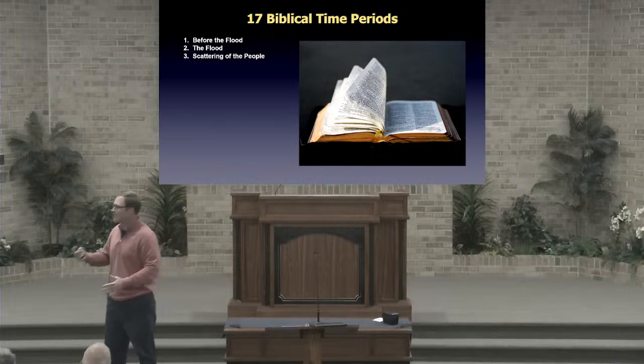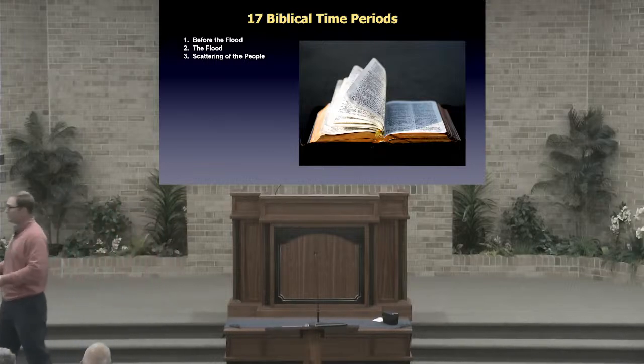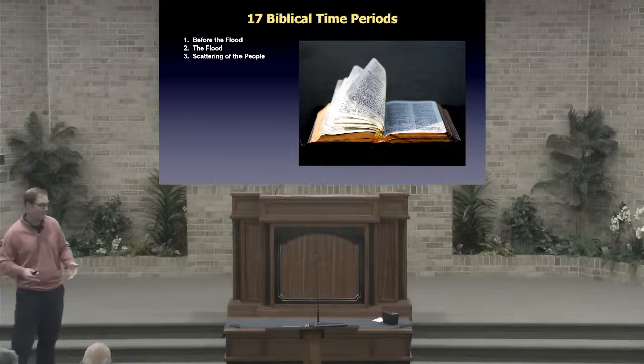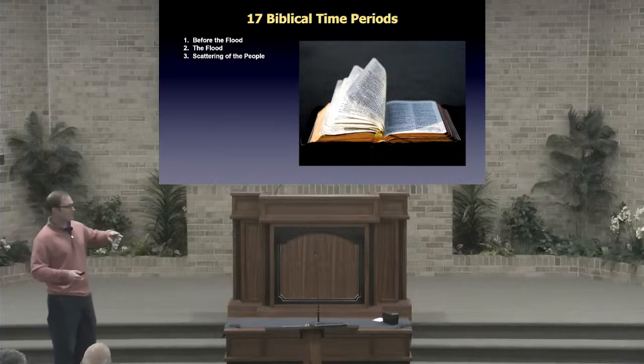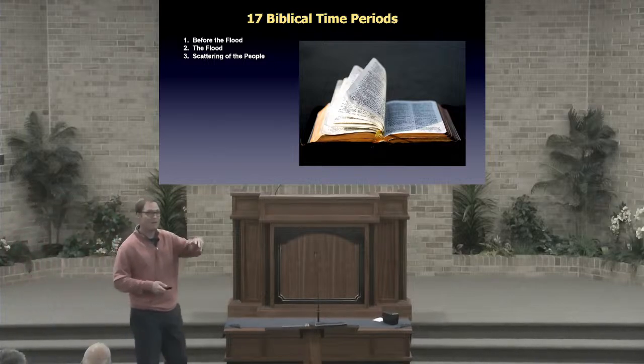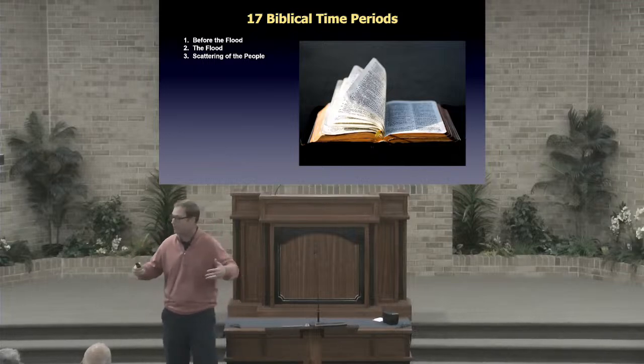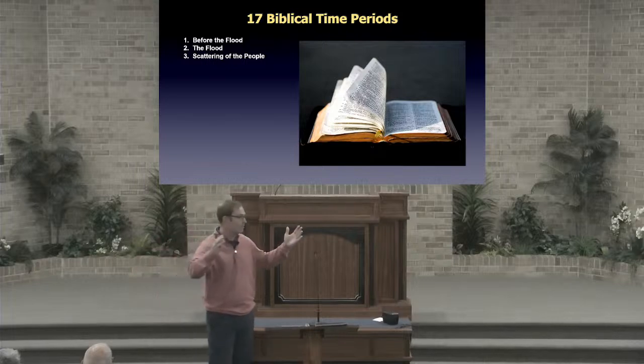Then we get to the second time period, which is the flood itself. That's going to be Genesis 6 through 9. Then we go to the third time period, which takes us to the scattering of the people, and that's just a reference to the Tower of Babel, right? When people were scattered from across the earth.